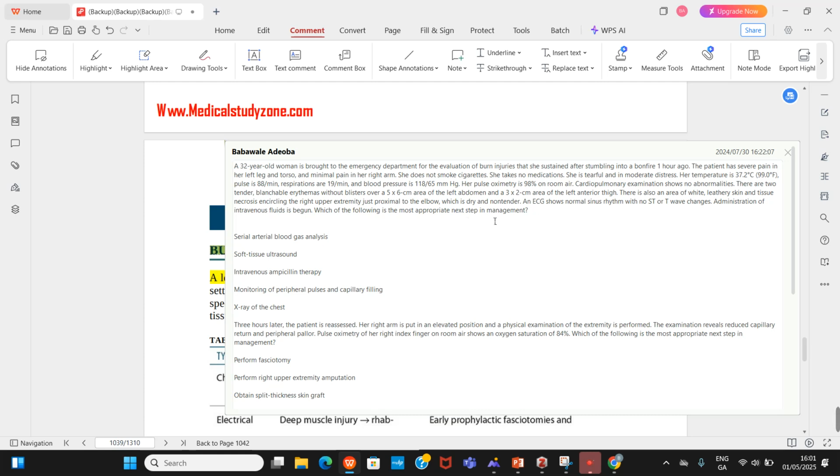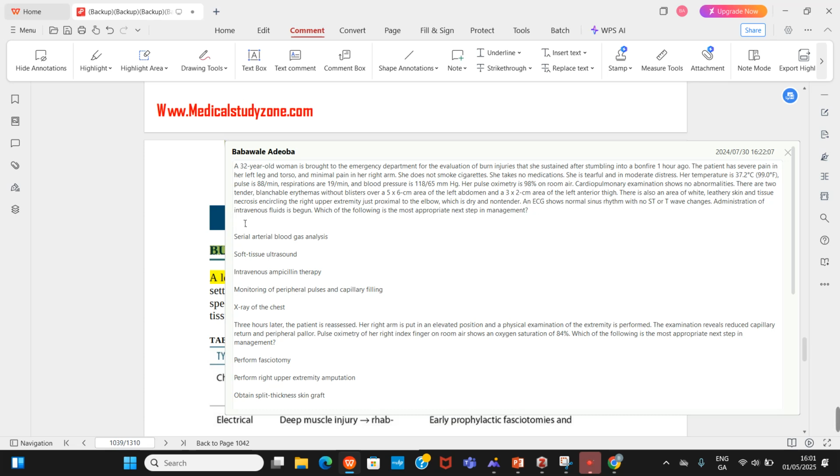So let us read the options. Serial arterial blood analysis, soft tissue ultrasound, intravenous ampicillin. We will strike this one out, true or false? True. Monitoring of peripheral pulses and capillary filling, X-ray of the chest. Anybody? What are we picking? What did we say? Monitoring of the peripheral pulses.